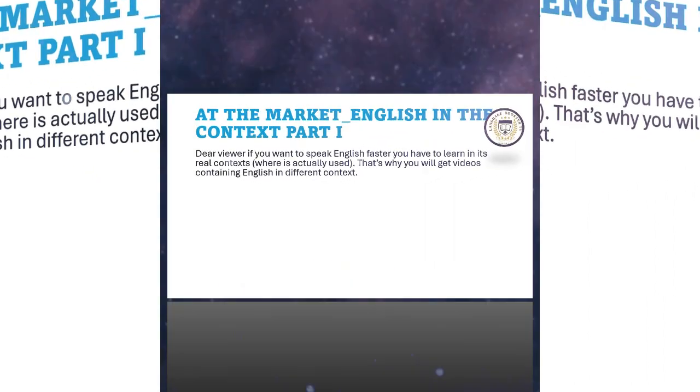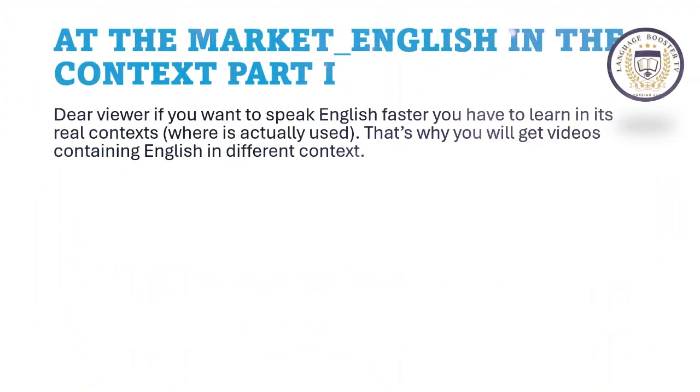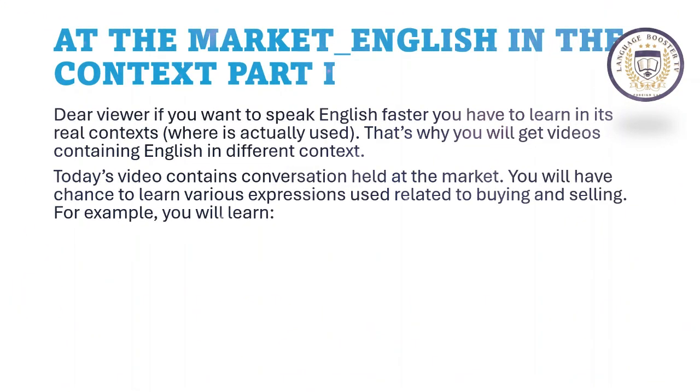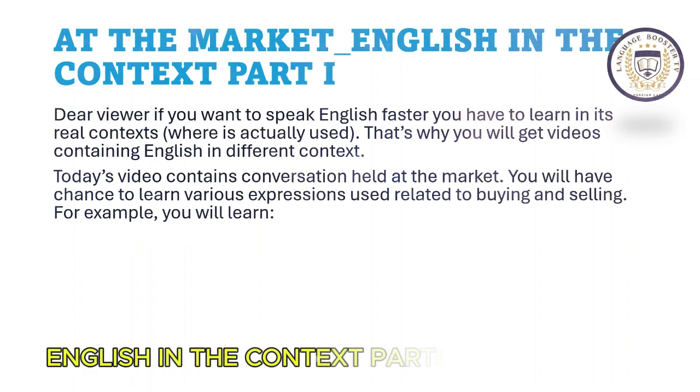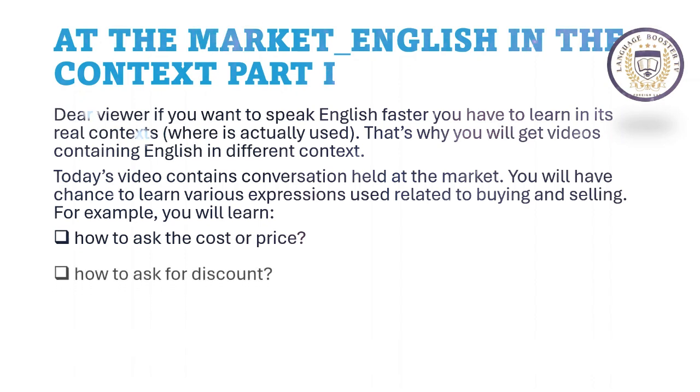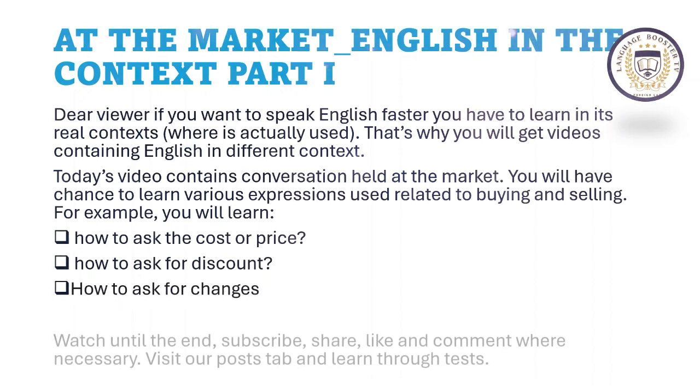Dear viewer, if you want to speak English faster, you have to learn in context where it is actually used. That's why we get videos containing English in a different context. Today's video contains a conversation held at the market. You will have a chance to learn various expressions related to buying and selling. For example, you will learn how to ask the cost or price of something, how to ask for a discount, and how to ask for change.